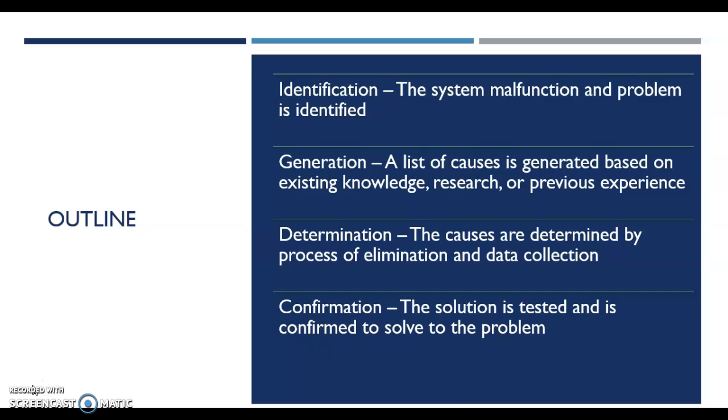The first step is identification, in which the system malfunction and problem is identified. Generation: a list of causes is generated based on existing knowledge, research, or previous experience. The third step, determination: the causes are determined by process of elimination and data collection. The fourth step, confirmation: the solution is tested and is confirmed to solve the problem.